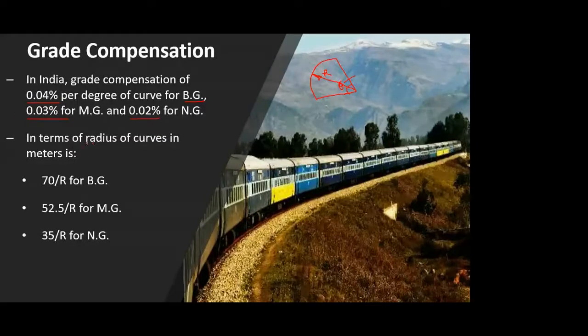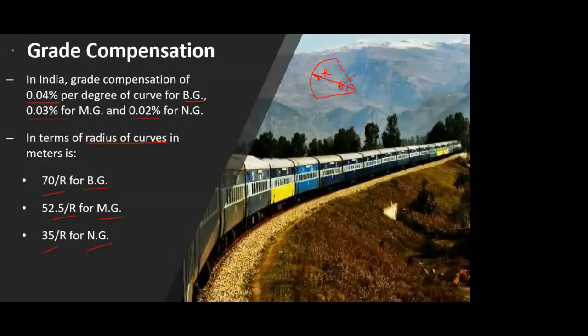And if I have the radius of the curve known instead of the central angle, then also I can calculate the grade compensation using these formulas. For broad gauge, it's 70 by R, for MG, it's 52.5 by R, and for NG, it's 35 by R. Here, BG is broad gauge, MG is meter gauge, and NG is narrow gauge.